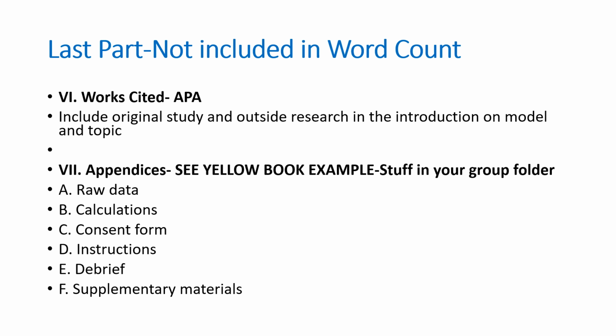Okay, the last part of the checklist is not in the word count, and that's the works cited. It has to be in APA format and alphabetical order by citation. Those citations are mainly coming from your introduction and also the citation for the original study. For the appendices, again, look at your yellow book to see the things that are in it. They're going to come from your group folder: raw data, calculations, consent form, instructions, debriefing, and supplementary materials specific to your experiment. That all has to go in. Remember, those calculations have to be in there and you have to show your work, as well as the calculator that you may have used online.